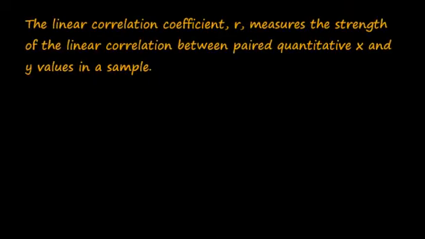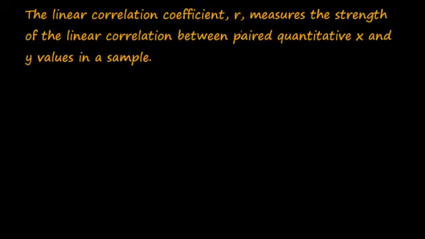Okay, so we have a correlation coefficient for the linear correlation, and the symbol we use for that is the letter R. The linear correlation coefficient R measures the strength of the linear correlation between paired quantitative x and y values in a sample. They're paired, each x is paired with a particular y, and quantitative, remember what that is, those are numbers that represent counts or measurements. That's the kind of data we're working with here.